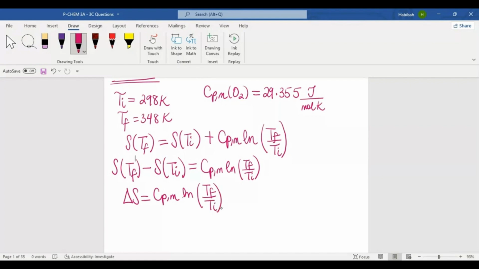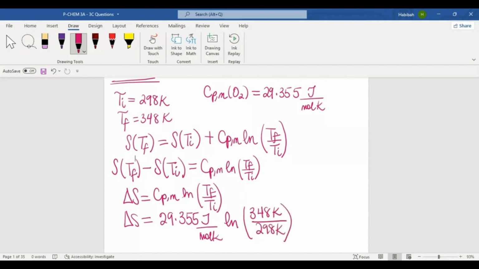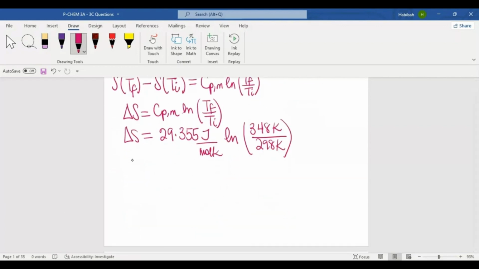So of course we've reached this point. We're just going to substitute whatever we have. So change in S is equal to the molar heat capacity at constant pressure for O2 gas, which is 29.355 joule per mole Kelvin, times ln T final. T final we know to be 348 kelvins, and T initial we know to be 298 kelvins. So that's basically how it's done. Of course, the change in S is equal to 29.355 joule per mole Kelvin times ln of 348 divided by 298 kelvins.